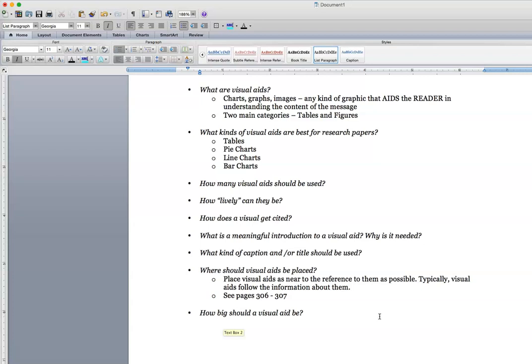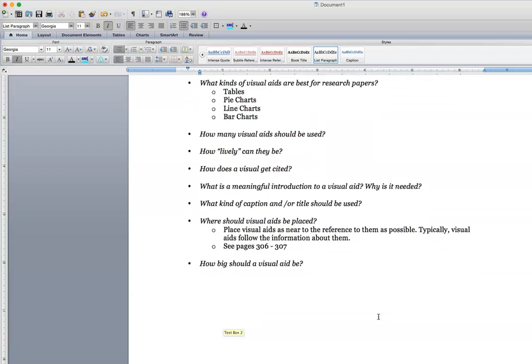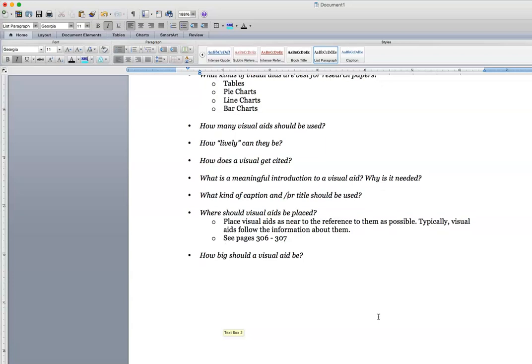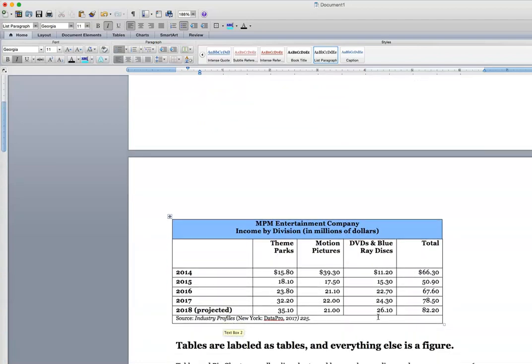So anything you attach to the report that is extra is an appendix. But for this report, I think one table, maybe two, maybe a chart, depending on what you find. But I don't think you're going to have anything huge to include. Okay, so now visual aids.